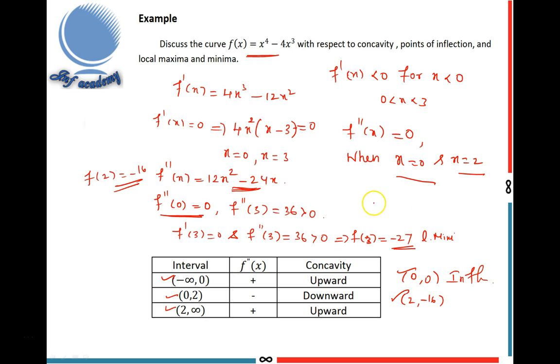This is one example of how to find the inflection point, how to check whether the curve is concave upward or downward, and how to find the local maxima and minima by using the second derivative test.